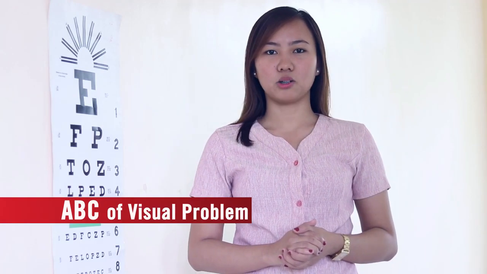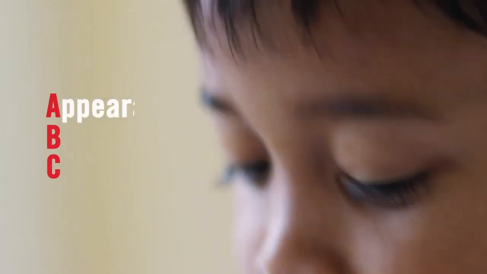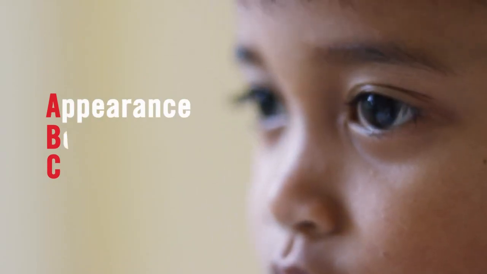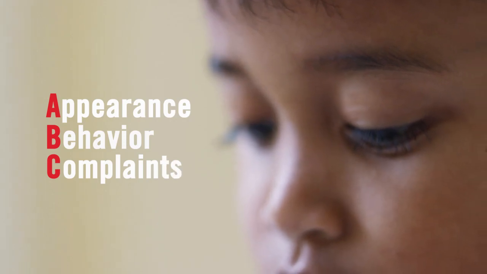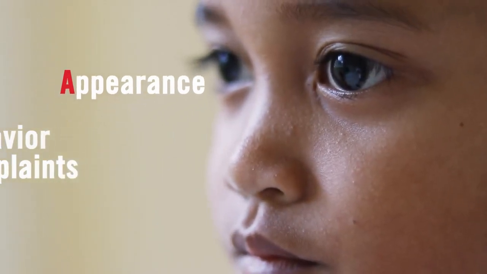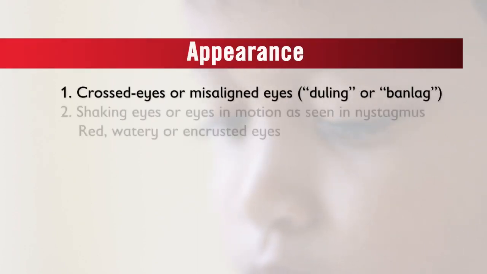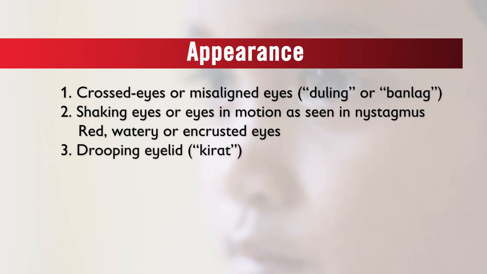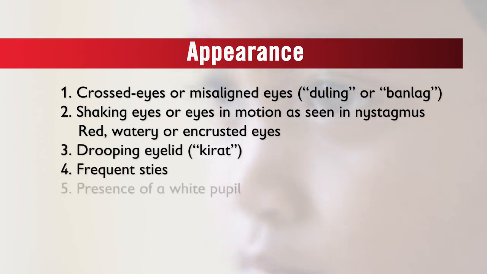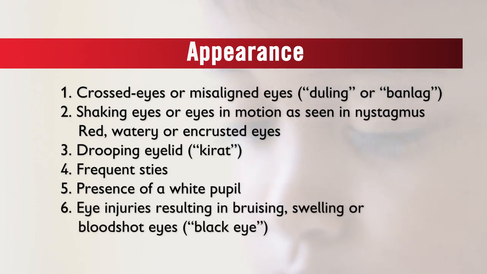The screener can already identify signs of possible vision concerns by observing the appearance of a child's eyes, watching his or her behavior, and noting any complaints from the child during a performance of visual tasks. Observe if the child's eyes are misaligned, shaking, red, watery, or encrusted. If he or she has drooping eyelid and styes. Check if there is presence of a white pupil and any eye injuries resulting in bruising, swelling, or bloodshot eyes.